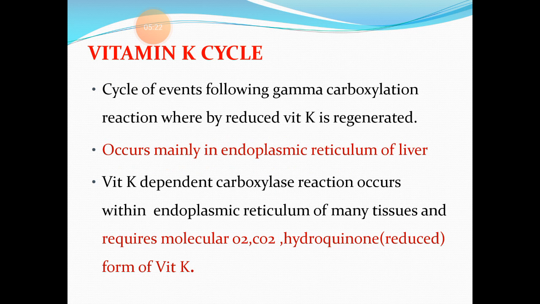Next, let's see what the vitamin K cycle is. It is the cycle of events following the gamma carboxylation reaction, whereby reduced vitamin K is regenerated. It is mainly occurring in the endoplasmic reticulum of the liver, and the vitamin K dependent carboxylase reaction occurs within the endoplasmic reticulum of many tissues, and they require molecular oxygen, carbon dioxide, and hydroquinone, which is the reduced form of vitamin K.